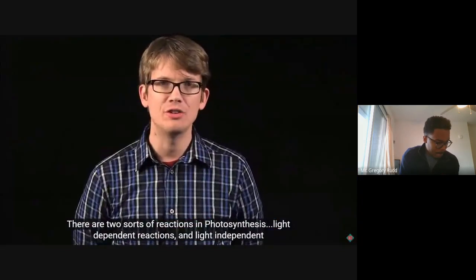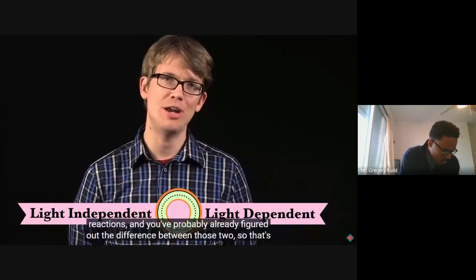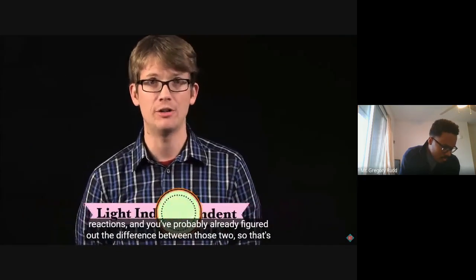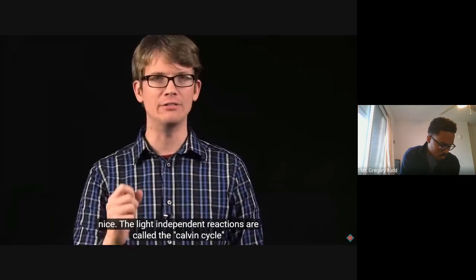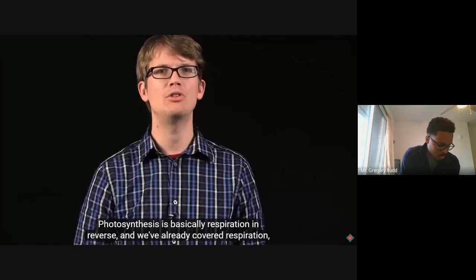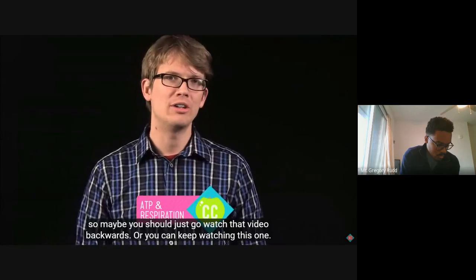There are two sorts of reactions in photosynthesis, the light-dependent reactions and the light-independent reactions, and you've probably already figured out the difference between those two, so that's nice. The light-independent reactions are called the Calvin cycle. Yes, that Calvin cycle. Photosynthesis is basically respiration in reverse, and we've already covered respiration, so maybe you should just go watch that video backwards. Or you could keep watching this one.